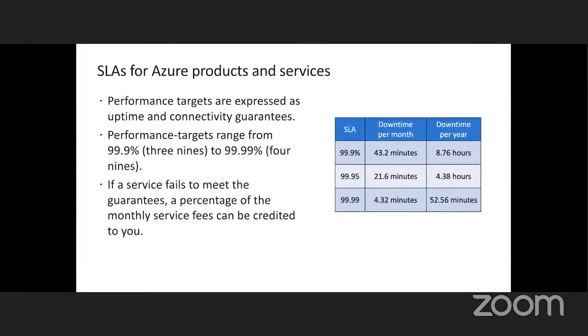99.95 is 21.6 minutes per month, right? And that will be 4.38 hours a year. And 99.99, which is availability zones, is 4.32 minutes a month and 52.56 minutes a year. That's super, super good, right? And if they cannot offer this, if something happens, they will compensate you for that, okay? So this is what they know as 3 nines. This is 4 nines, right?